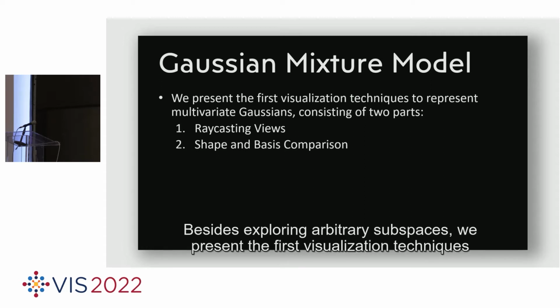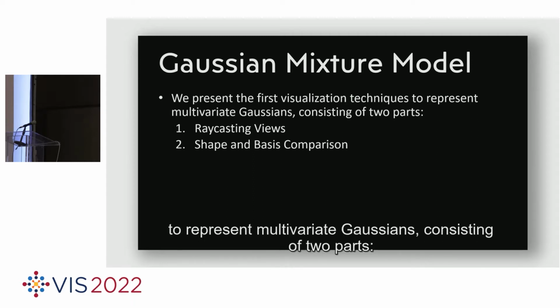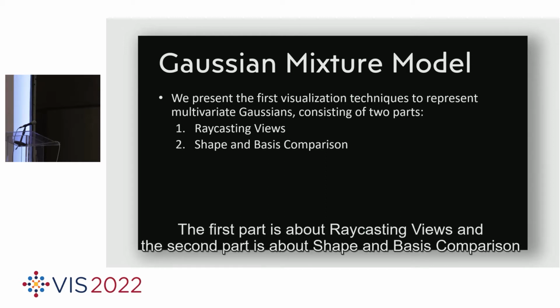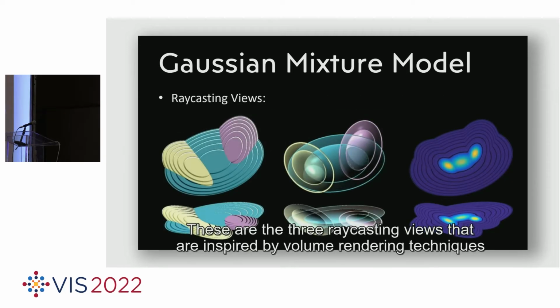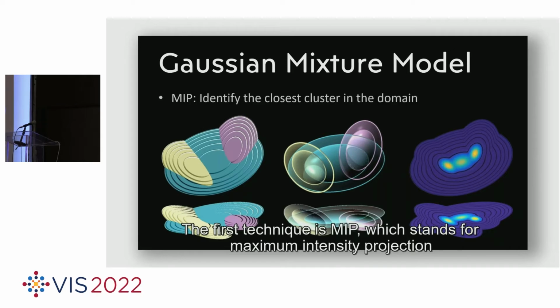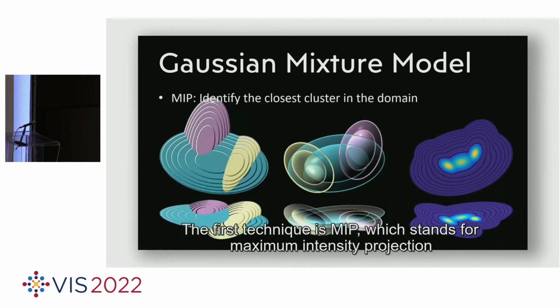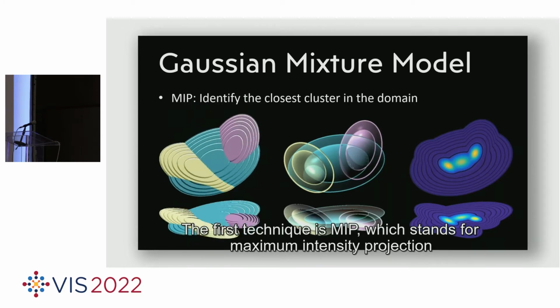Besides exploring arbitrary subspaces, we also present the first visualization techniques to represent multivariate Gaussians, and this consists of two parts. The first part is about various raycasting views, and the second part is about shape and basis comparison. These are the three raycasting views that are inspired by volume rendering techniques. The first technique is MIP, which stands for Maximum Intensity Projection.